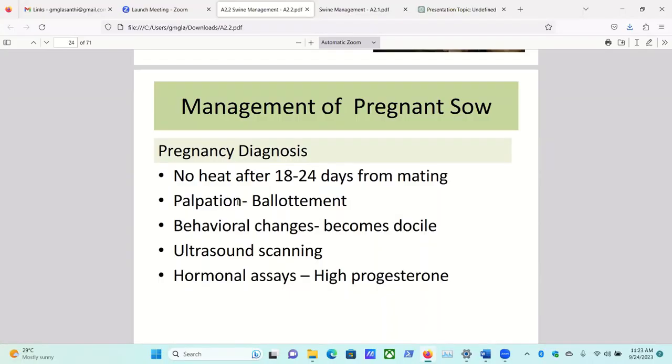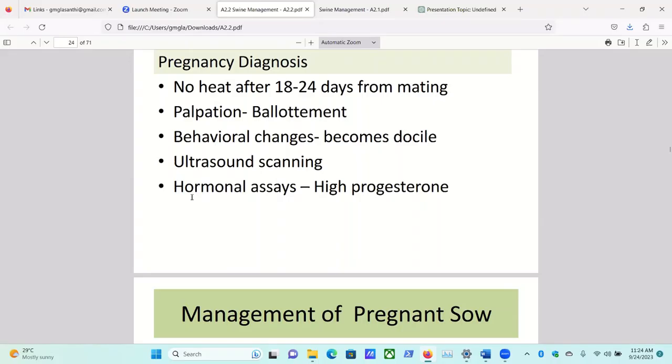After making her pregnant, we have to assess the stage of pregnancy, whether this animal is really pregnant or not. Those are the pregnancy diagnosis methods you can use. No heat after 18 to 24 days, because once there is a pregnancy, the sow stops producing other developed ova until the fetus comes out. So we can use that opportunity in detecting pregnancies.